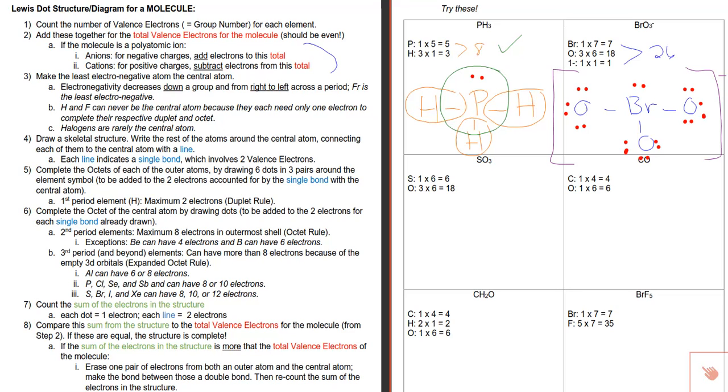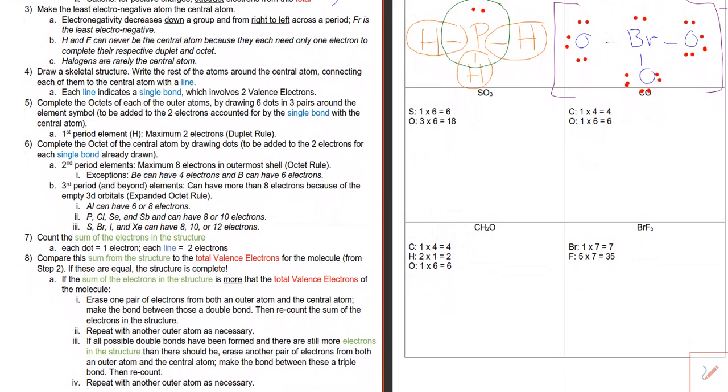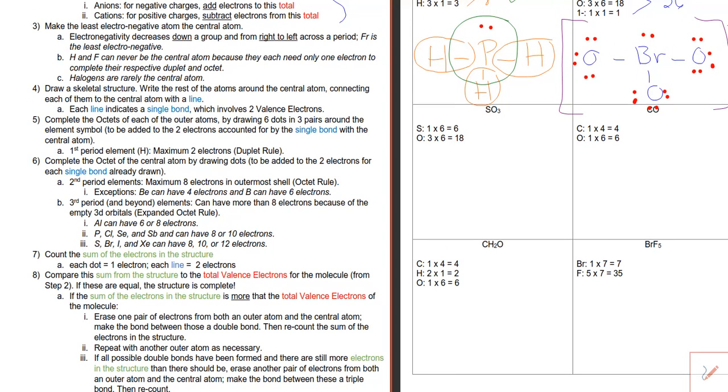Let's go ahead and move on to SO3, and you're going to see in SO3 that I'm going to have to do a little bit of extra at the end because something's going to happen. Our first step is the same, count up the total. I have 1 sulfur with 6 valence electrons and 3 oxygens with 6 valence electrons each. That gives me a total of 24.